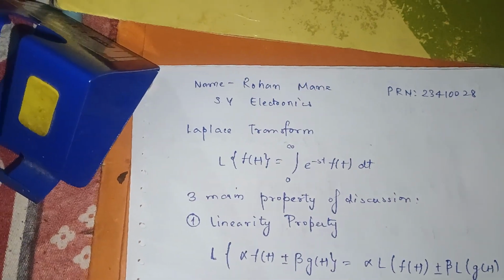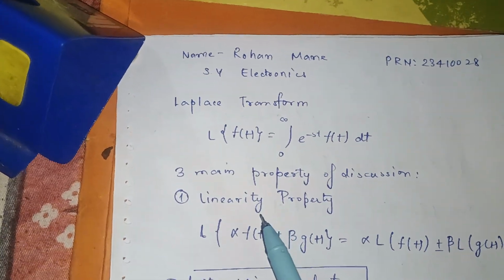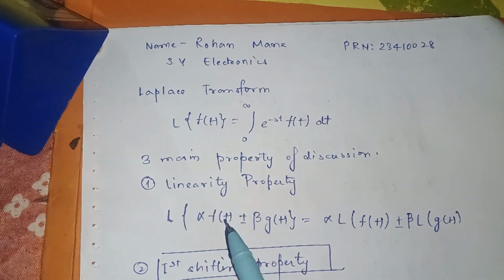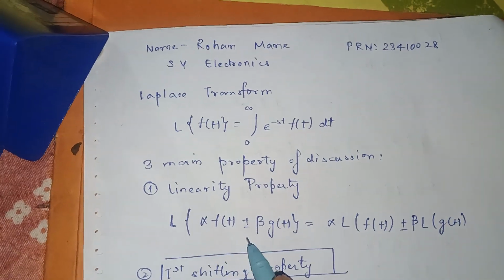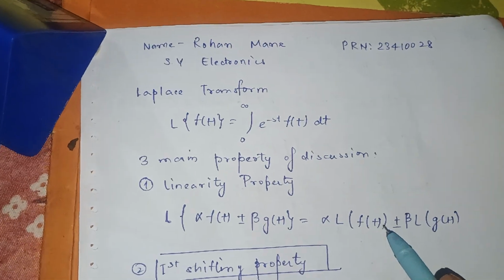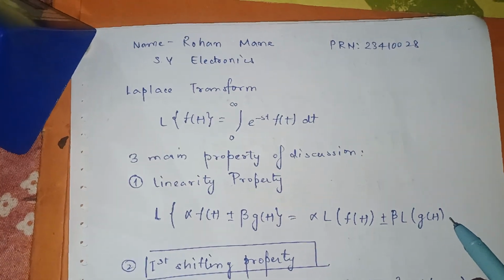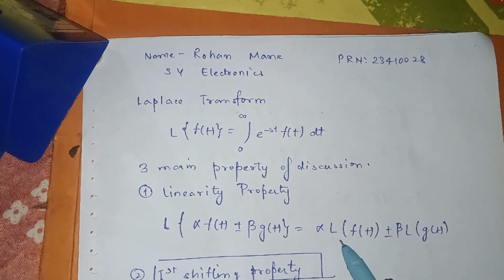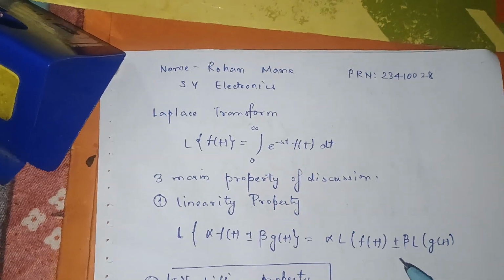Now we have three main basic properties in Laplace transform. First one is linearity property. In linearity property, we see the Laplace transform of two functions multiplied by some constants alpha and beta is given by splitting it as alpha Laplace transform of f of t plus minus beta Laplace transform of g of t. The two functions f of t and g of t here can be represented individually as Laplace transforms.